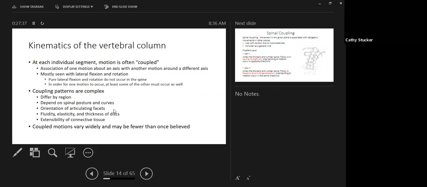It differs by the area of the body. Part of that is because of the design of the vertebrae. Part of that is that the thoracic region is ruled by the ribs. The articulating facets matter, the disc matters, how flexible the connective tissue is matters. And everybody's put together differently.